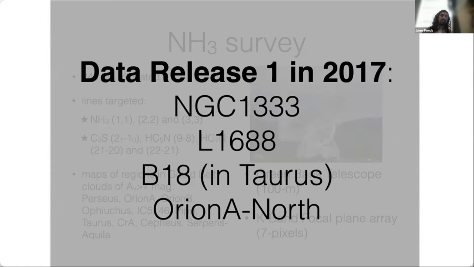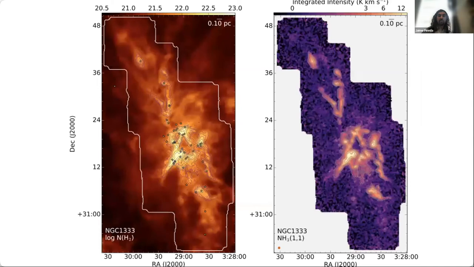Here are the four regions that we selected initially: NGC 1333, a very active star forming region nearby in Perseus; L1688 in Ophiuchus, the core of Ophiuchus basically; a region in Taurus; and Orion A North. Just to go quickly over some of the regions, on the left-hand side you will see the column density maps obtained from Herschel, and on the right-hand side you'll see the integrated intensity map obtained with ammonia, okay? You will clearly see that the integrated maps from ammonia look very much alike the column density maps, except for some particular regions where there is probably material along the line of sight, but not enough density to really excite the line.